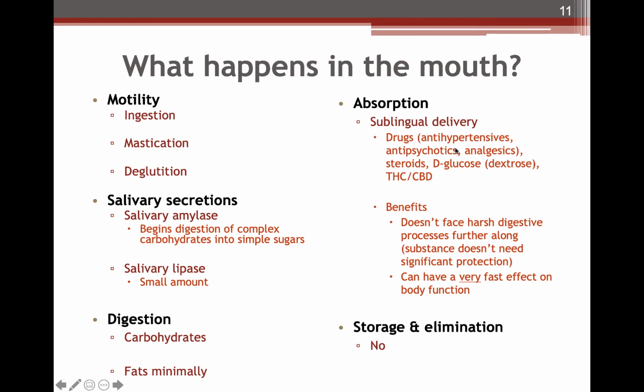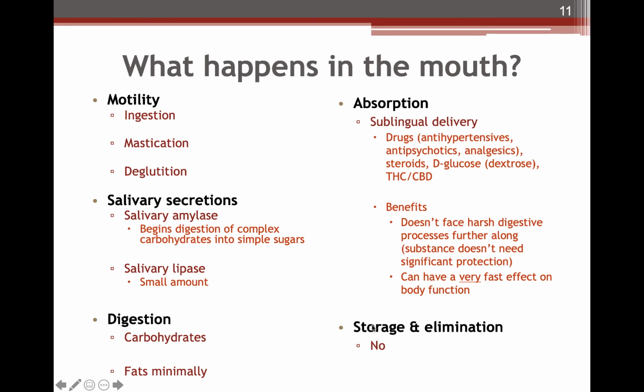And the benefits of a drug, for example, if you ever invent a drug, I highly recommend that you design it to be delivered sublingually, is that it doesn't face the harsh digestive process further along. And so your substance, your drug, doesn't need to have significant protection around it from the harsh acidic environment of the stomach and the more alkaline environment of the small intestine. And it can also have a very fast effect on body function, because as soon as it goes in the mouth and gets across into the blood underneath the tongue, it can have an effect on the body.